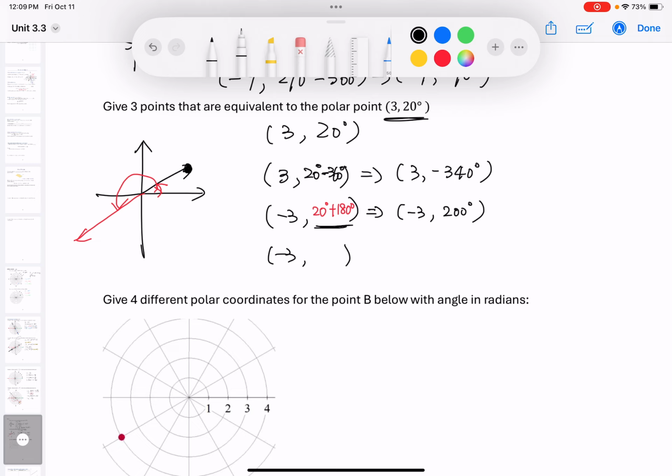It has the same r value. So I need to find the coterminal of 200. I should highlight 200. For the coterminal of 200, I can use 200 degrees minus 360, which is -160 degrees. Okay, we can move on.